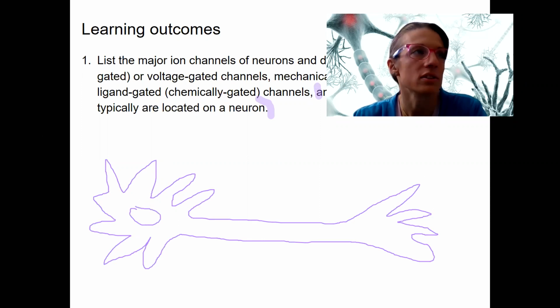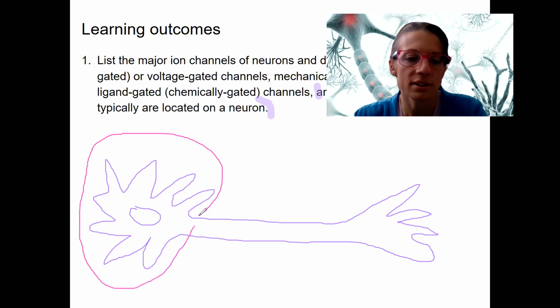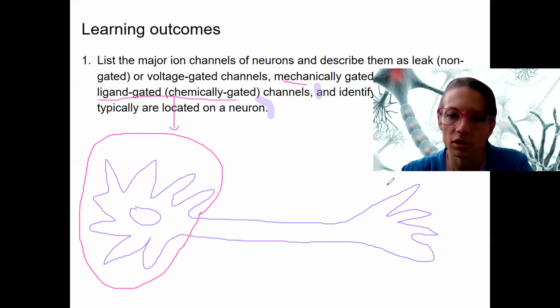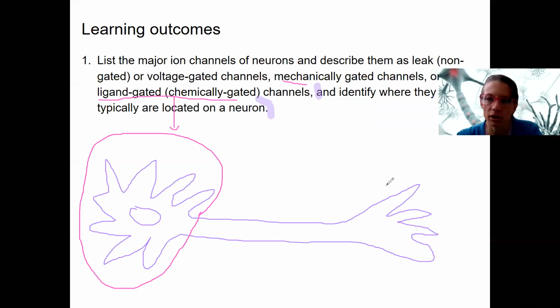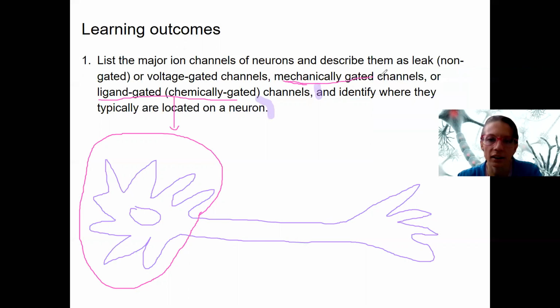So there is our cell that you know so well, our neuron. This whole location here, so the dendrites and cell body, is going to have either ligand gated or mechanically gated channels. Let's move me out of the way some more. These two types are present on the cell body and dendrites.